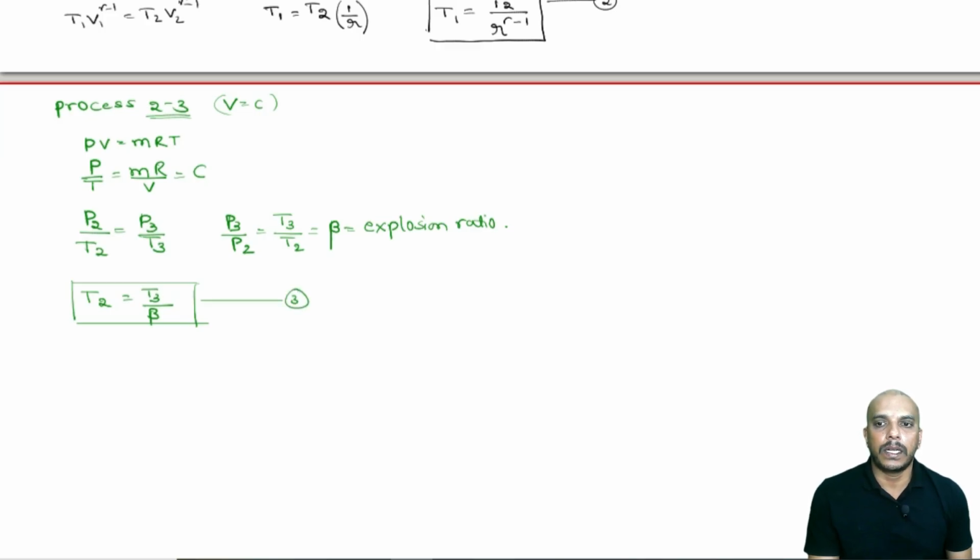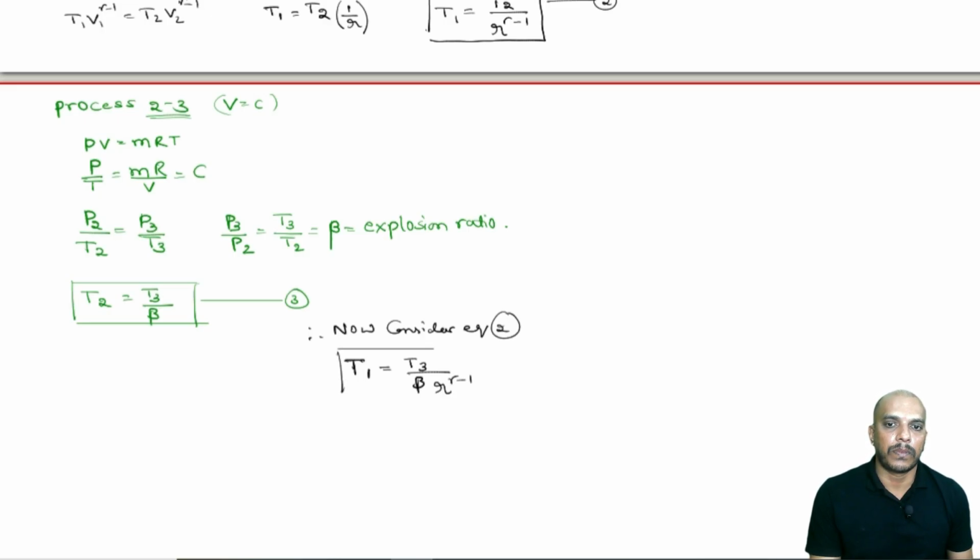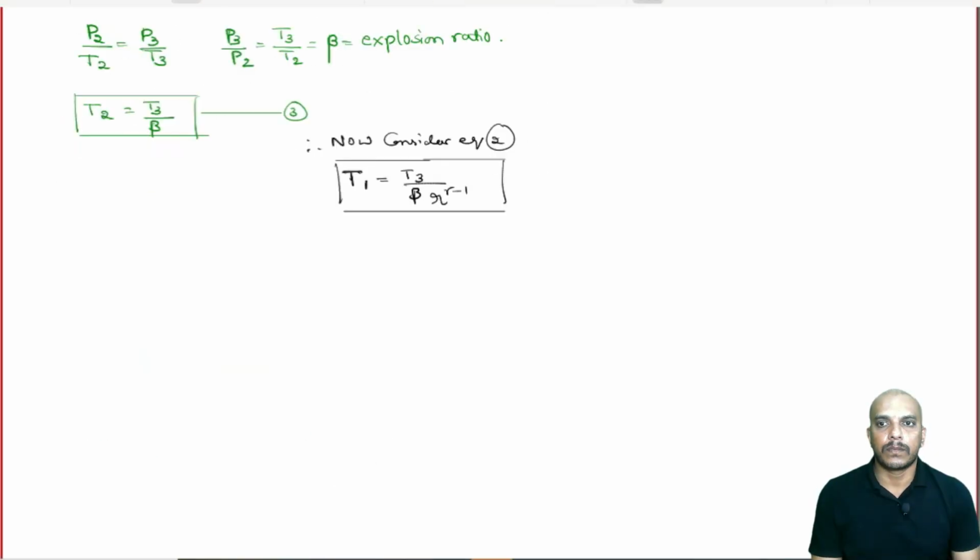Now, consider equation 2. What were we supposed to write? We were supposed to write T1 also in terms of T3. So, T1 is equal to T2, and in place of T2, T2 is T3 by beta, and R power gamma minus 1 is there. So, I can rewrite my equation 2 such that I write T1 in terms of T3. Now, we have written T1 in terms of T3 and T2 also in terms of T3.